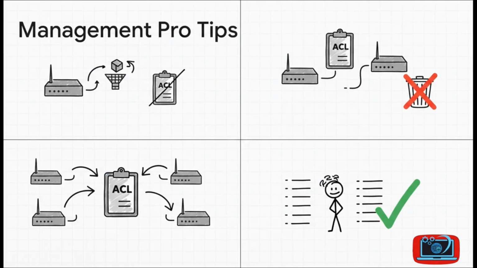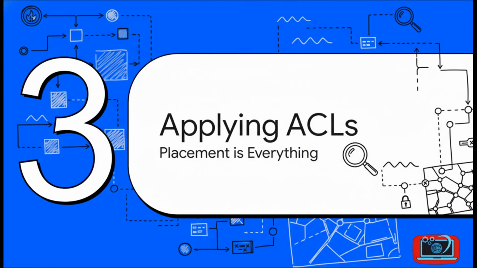All right, let's do a quick lightning round of pro tips for smart management. First, a router can't filter traffic that it generates itself. That can drive you crazy when you're testing things. Second, if you need to turn an ACL off for a bit, don't delete it. Just take it off the interface. It's way easier to put back. Third, if you want a consistent security policy, reuse the same ACL on multiple interfaces. And finally, keep your lists short and focused. Don't overcomplicate things.